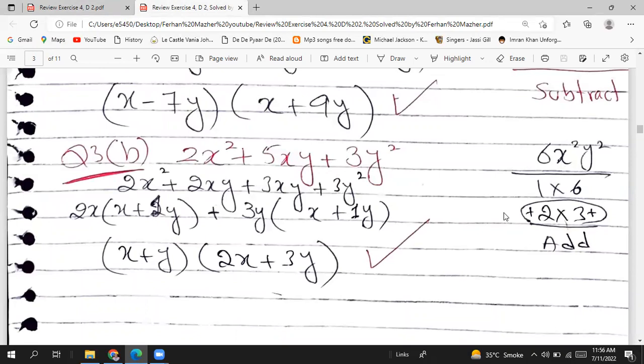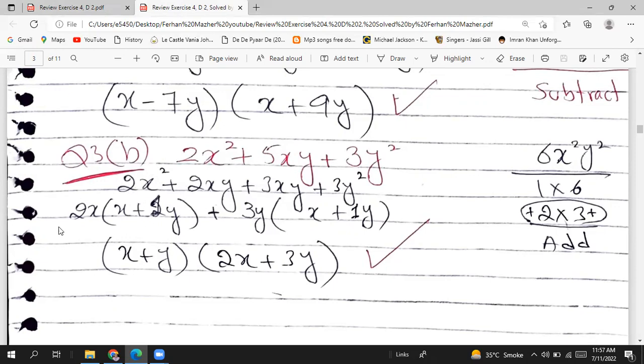With the third term, you can see here we have a positive sign, so right here add. I'm looking for that pair which by addition will give me 5. I want positive 5, so both of them will be given the positive signs. So 2x squared plus 2xy plus 3xy plus 3y squared.